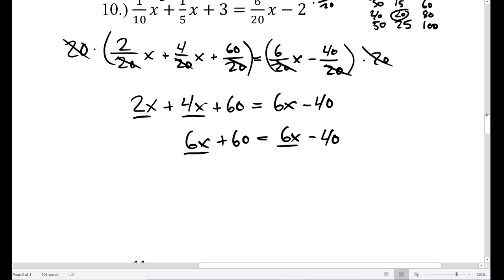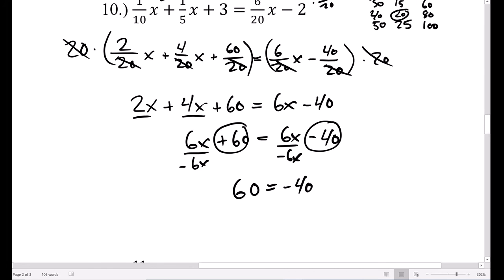I've got 6x on both sides, but I have different constants on both sides. So remember, when that happens, that means you have no solution. If I try to combine the x's all to one side by subtracting 6x, I end up with the result 60 equals negative 40, and that's just not true. So there is no solution for this particular problem.